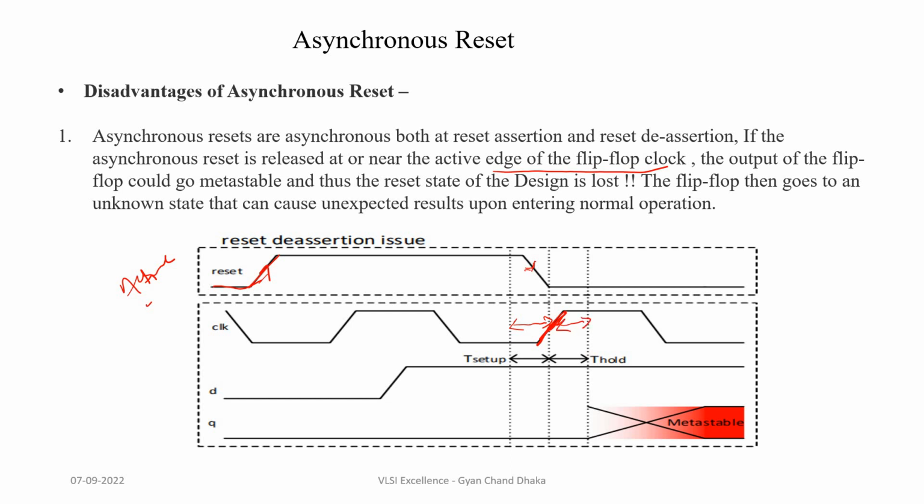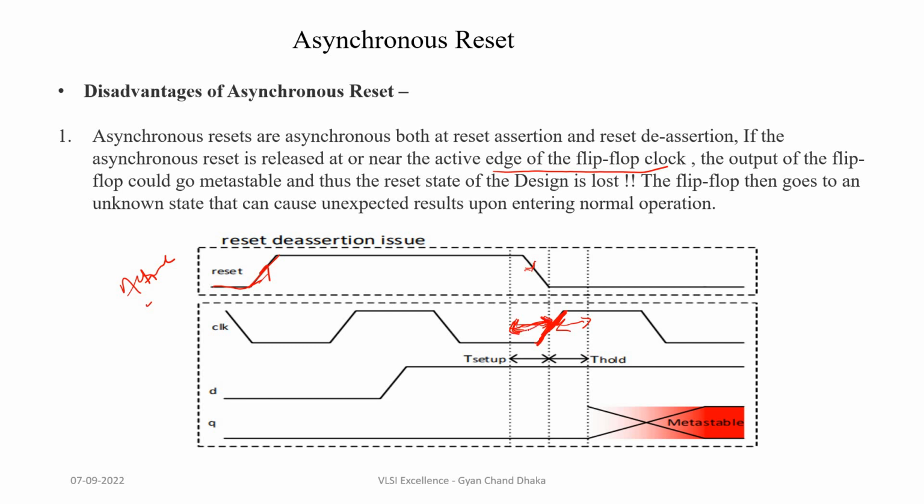So if the reset de-assertion happens in this window, the flip-flop can go metastable, because during this time the flip-flop is controlled by the clock signal. When the reset signal is changing in this window, the flip-flop gets confused about what should be propagated to the output: either the reset signal, which is 0, or the input data signal.